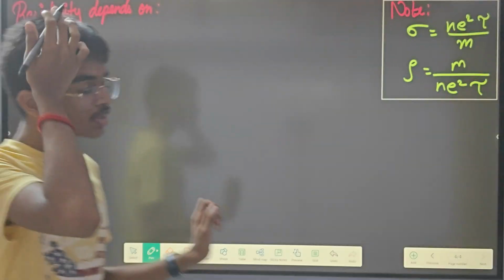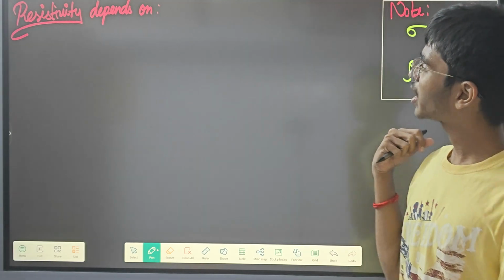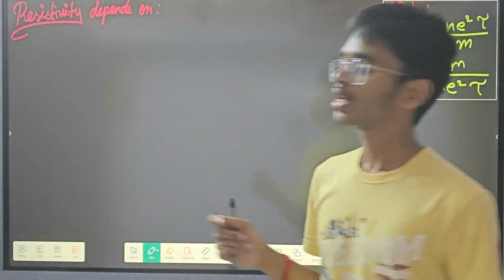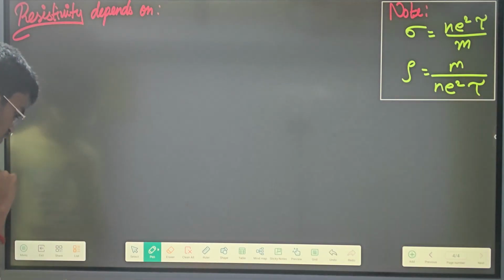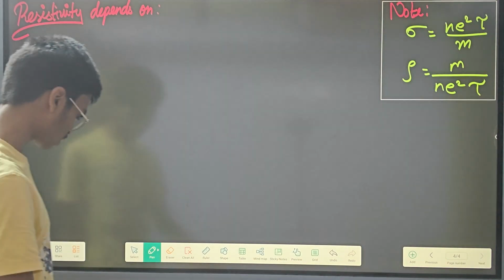First, what is resistivity depending upon? It depends upon n, the number of electrons. Sorry, n depends upon the nature of the material. Hence, resistivity also depends upon the nature of the material.